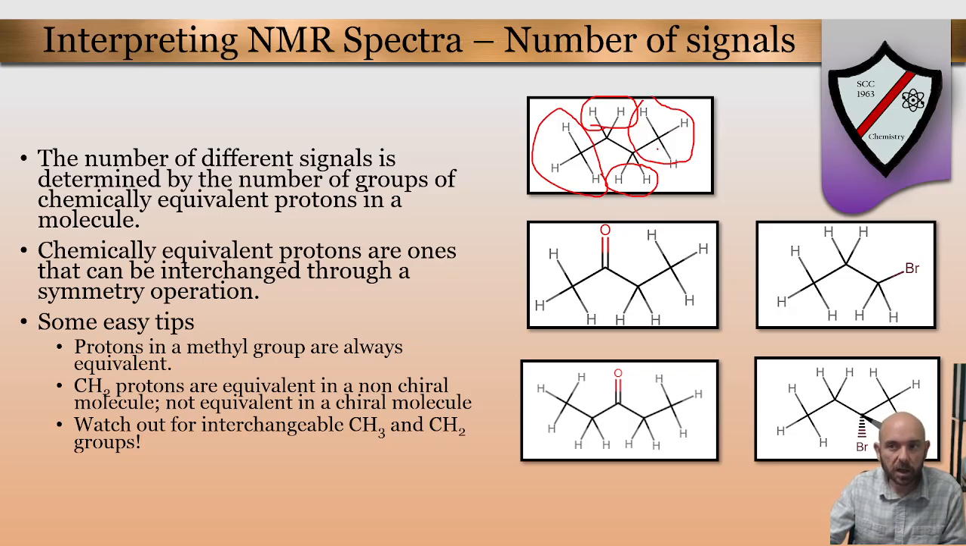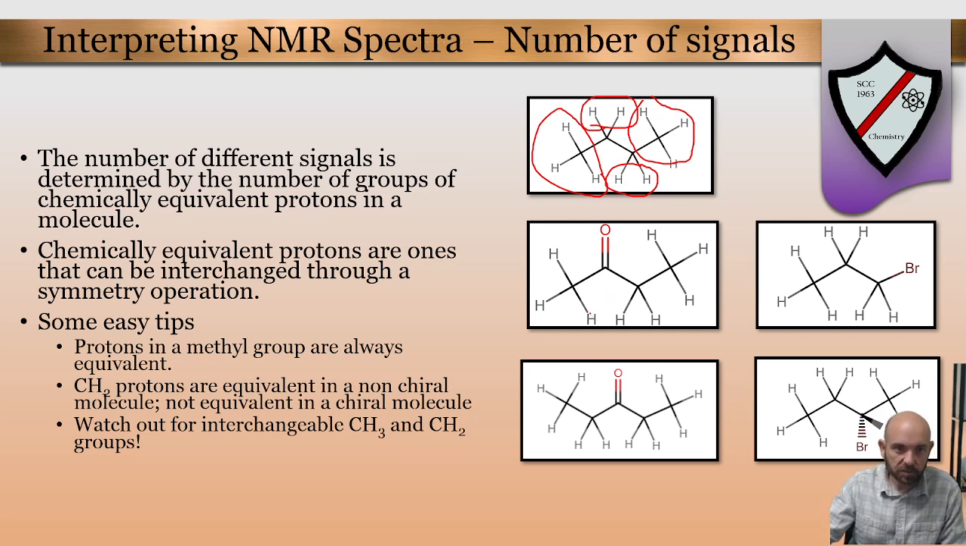So on an NMR spectra of this molecule, I would expect to see only 2 peaks. One peak would represent the 4 protons in the middle, and the other peak would represent the 6 protons on the outsides of the molecule.